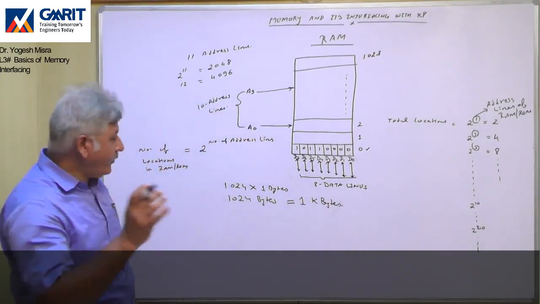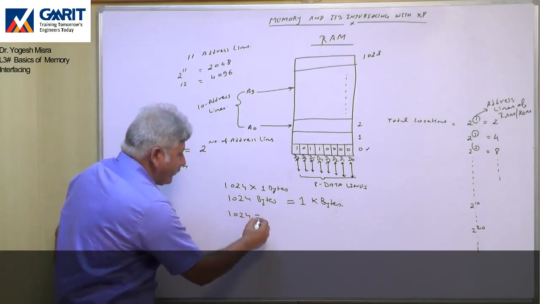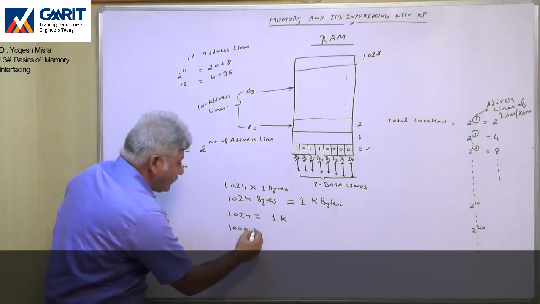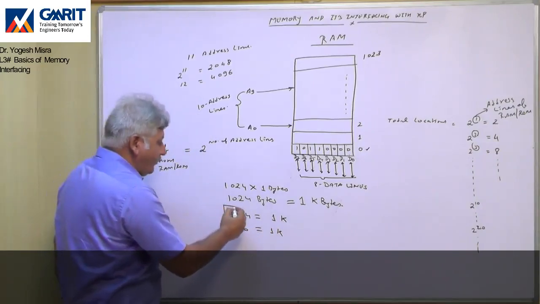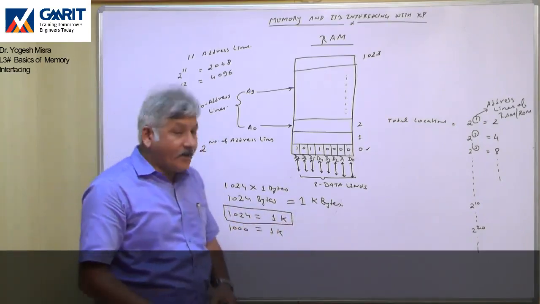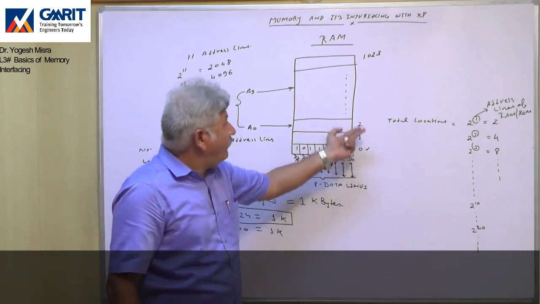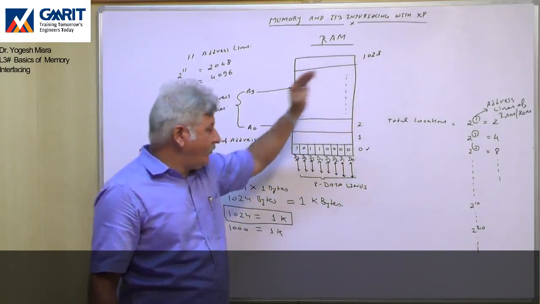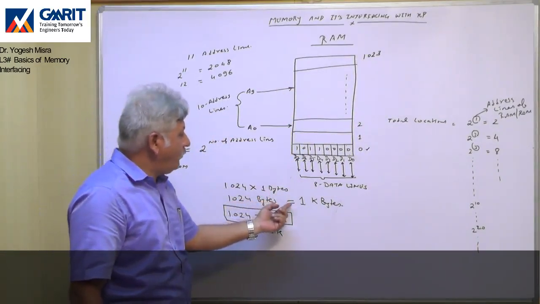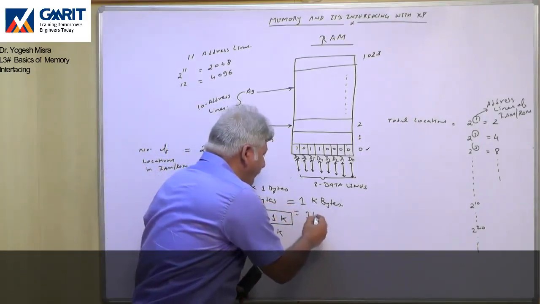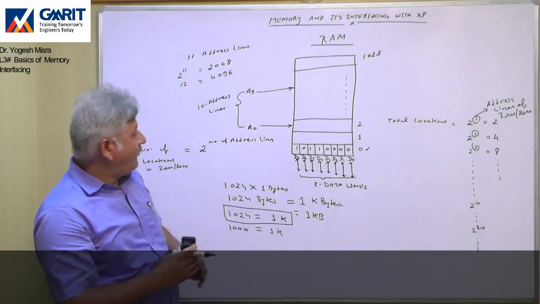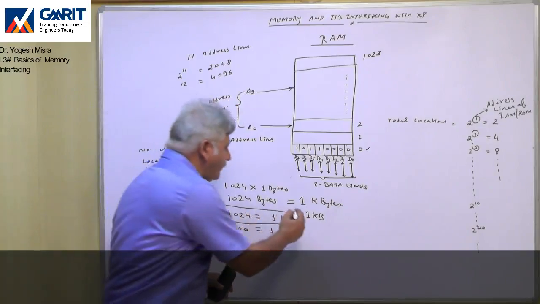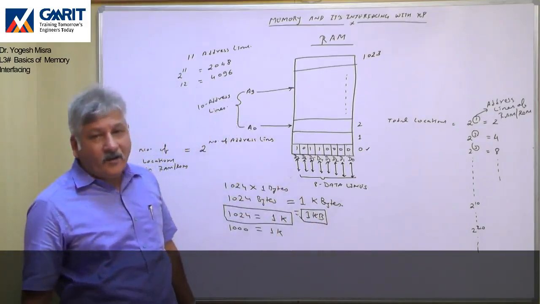And this is equal to 1 kilobyte. In computer terminology, 1024 is equal to 1K. In general mathematics terminology, 1000 is equal to 1K. But in computer terminology, 1024 is equal to 1K. So total locations are 1024. At each location we can store 1 byte. That's why in 1024 locations we can store 1024 bytes, which is equal to 1 kilobyte. So this is 1KB. So our memory having 8 data lines and 10 address lines will have a capacity of 1KB. We can store only 1 kilobyte of data.